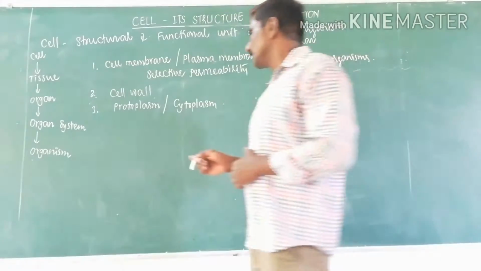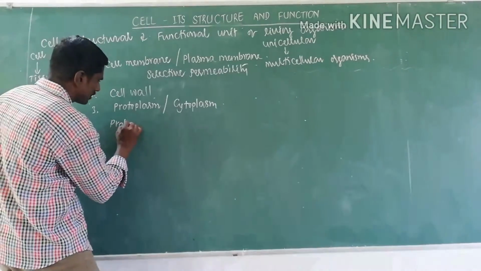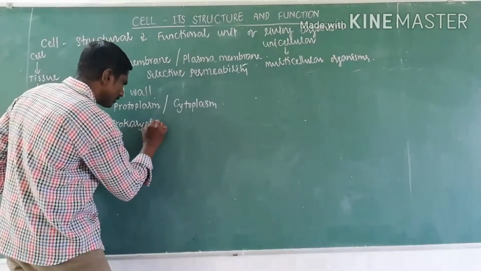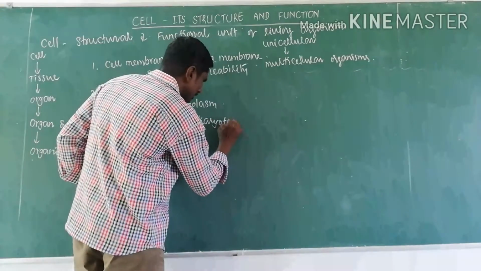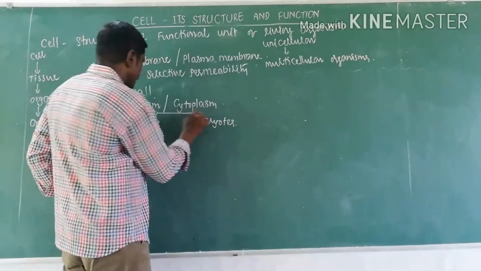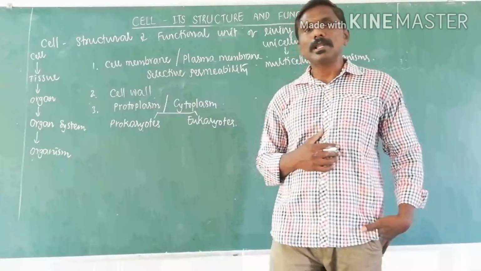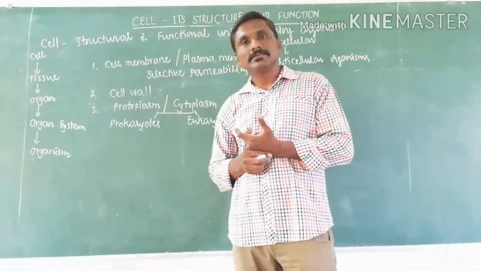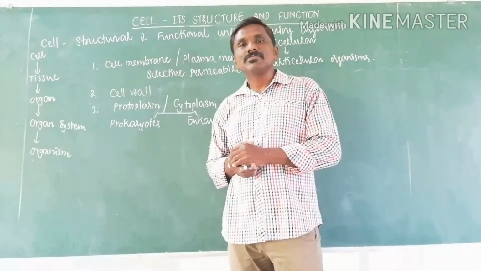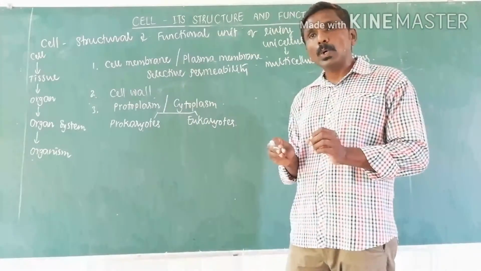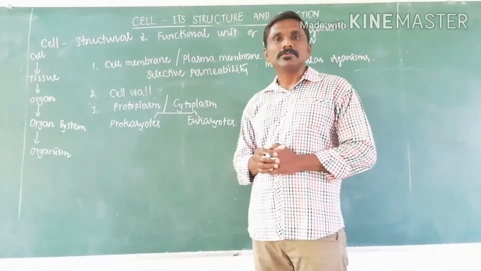Next, we can differentiate cells based on the presence or absence of the nucleus into two types, prokaryotes and eukaryotes. Prokaryotes are the organisms which don't possess a true nucleus. There is no definite nucleus. The nuclear membrane is absent.